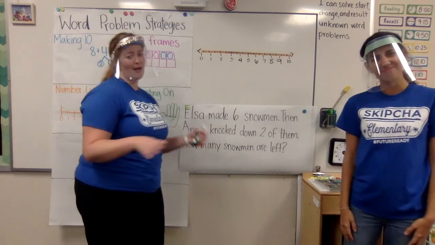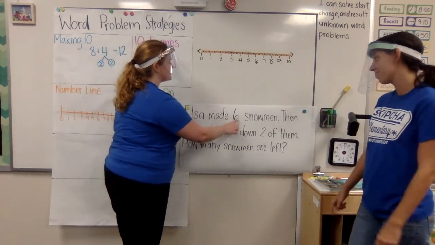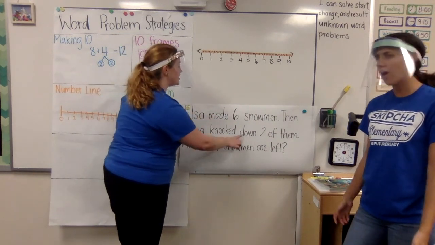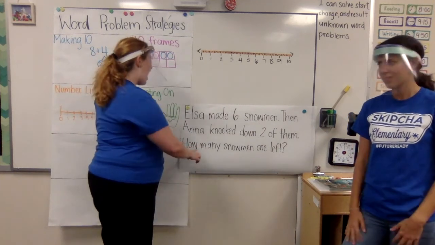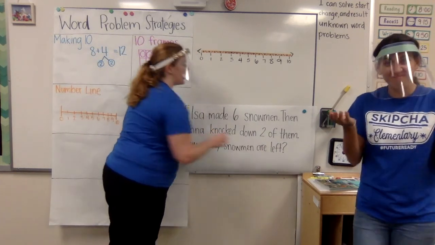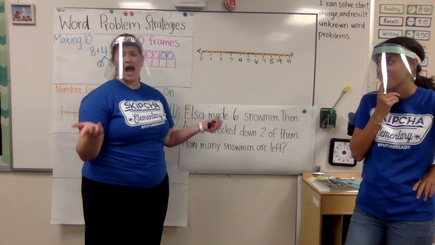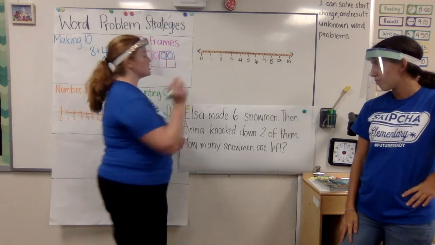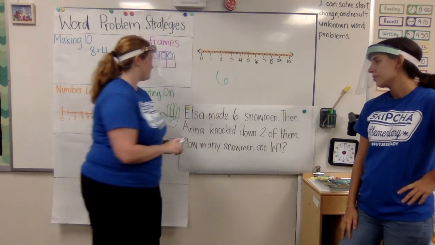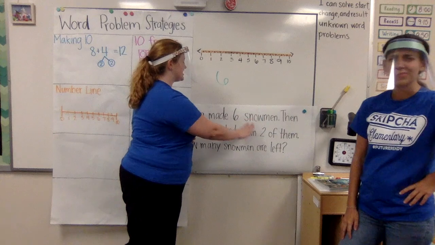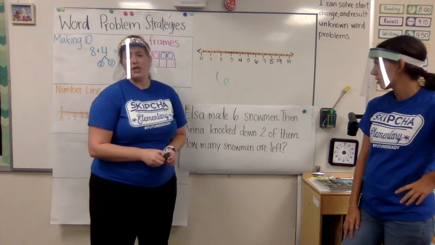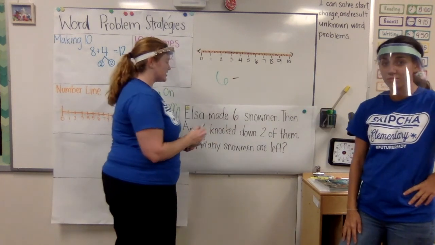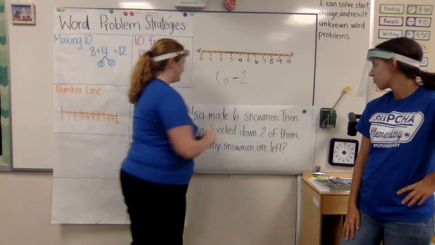Okay, here's our first problem. It says, Elsa made 6 snowmen. Then Anna knocked down 2 of them. How many snowmen are left? Let me set up my problem. Elsa made 6 snowmen. So that's what I started with. She had 6. Then Anna knocked down 2 of them. Well, if she knocked them down, we don't have them anymore. So I'm going to put minus 2.